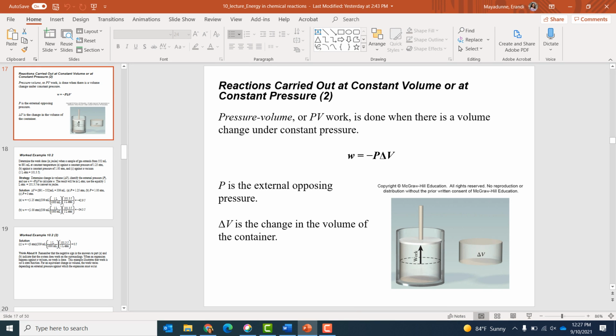So negative P delta V. So that gives you, okay, W is negative. Why? In order to expand, the system has to do work. Think about the other way.